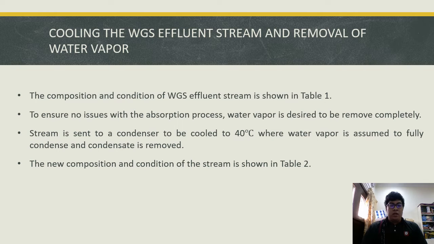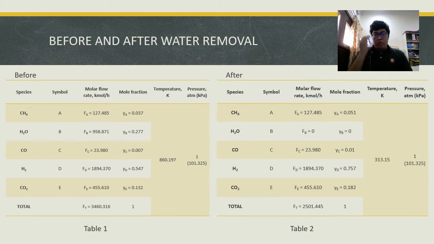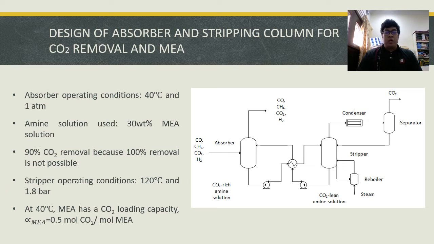And in this slide here, we show both compositions of before and after water removal in table 1 and table 2 respectively. Now onto the absorption process. Our absorption process, the CO2 removal unit, consists of an absorber tower as well as a stripper tower. And as shown here in the diagram, that's how it looks like. It contains a pump, a heat exchanger, a condenser for the CO2 gas, and so on.